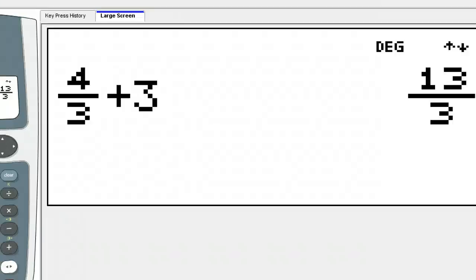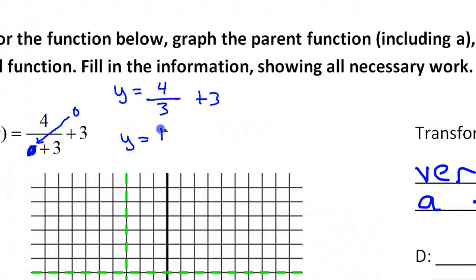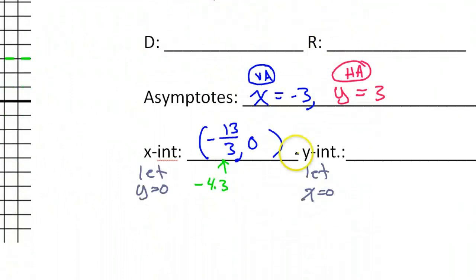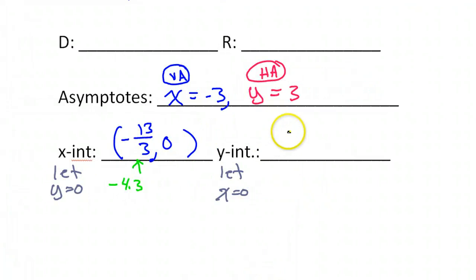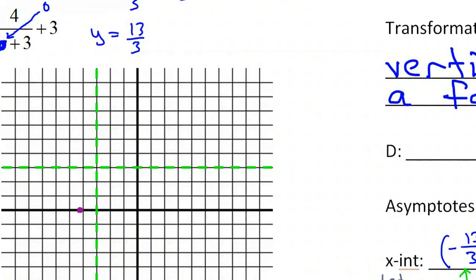So that's 13 over 3. Let me go ahead and write that down. So 13 over 3. That's the y-intercept. Since this is the y-intercept, I'm going to put this down as the y value, 13 over 3. Of course the x value is 0. We saw that negative 13 over 3 was negative 4.3. So guess what? You guessed it. This is positive 4.3. Let's go ahead and graph that y-intercept. There's 3, there's 4, here's 4.3.